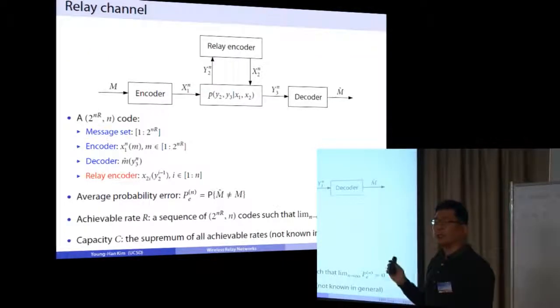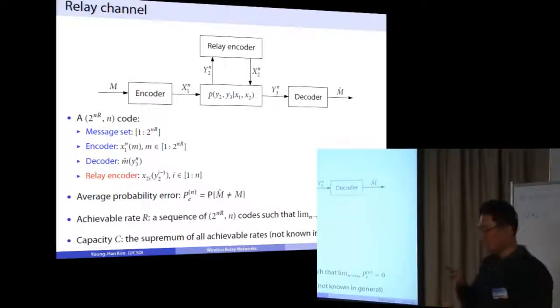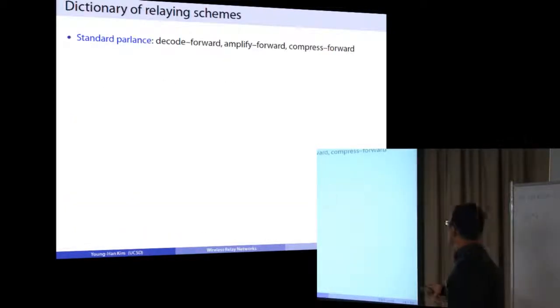And the problem of finding the capacity is not known in general, even though it is a very simple point-to-point communication with one additional node. And naturally, the literature is full of a lot of relaying schemes. So the problem really became how we design this box. How do we design this relay?